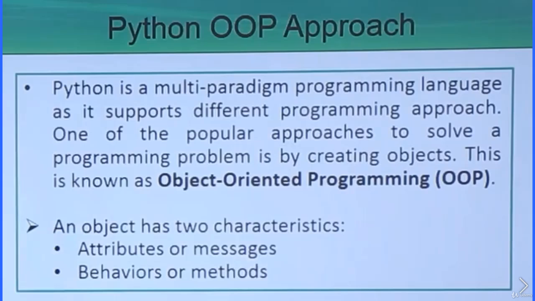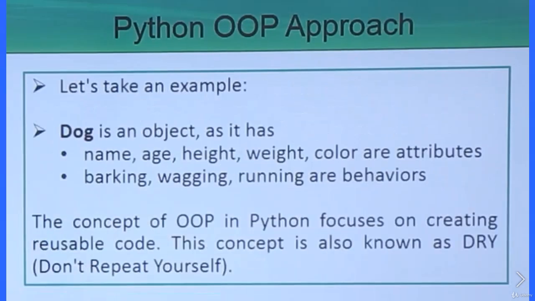So let's take one example. Dog is an object, and name, age, height, weight, color are the attributes, and barking, wagging and running are the respective behaviors.